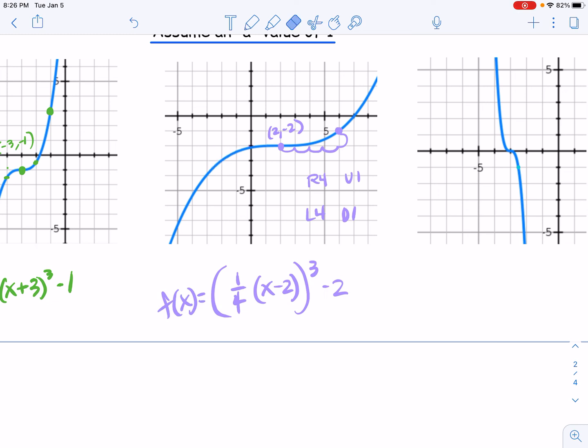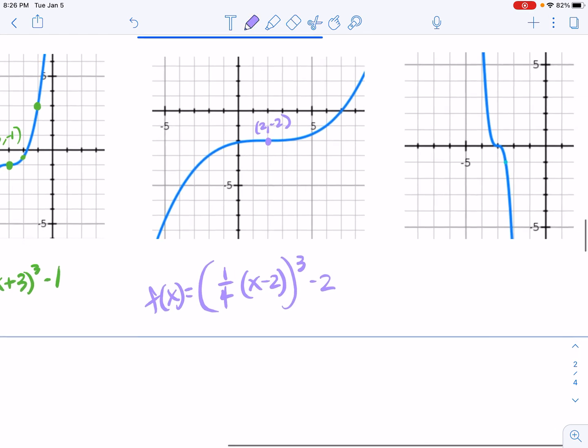Direction is fine. It's just been horizontally stretched. If I just put a 4 there, that would have meant it would have been horizontally compressed. So it would have been really, really tiny. Okay, which is not the case. So it needs to be a number between 0 and 1, which is 1/4.